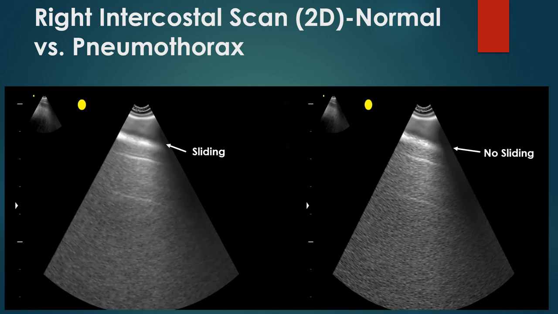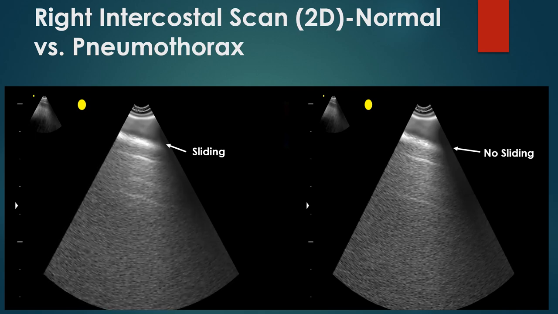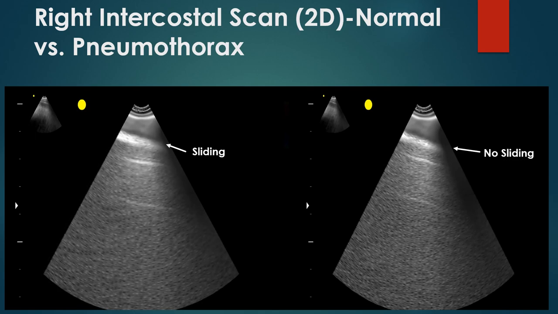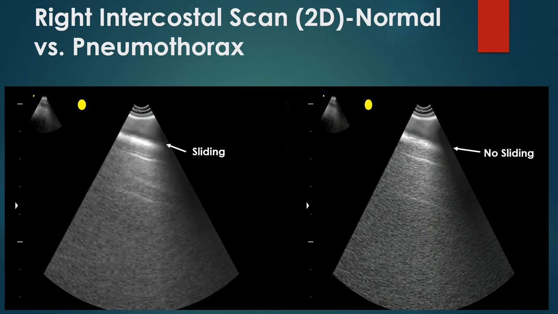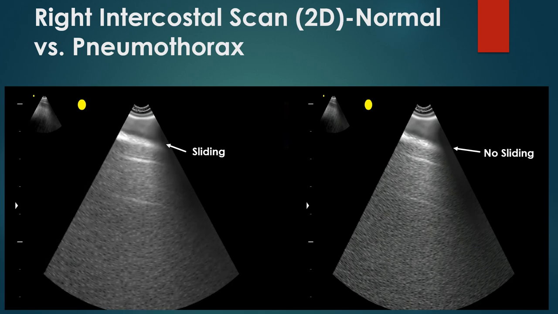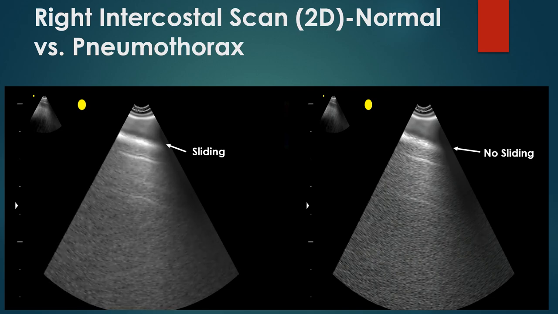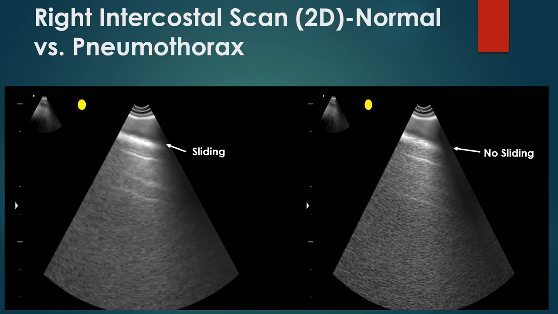This is a right intercostal scan, two-dimensional. I point that out. 2D or B mode or brightness mode is different than M mode, which is very useful in the pneumothorax, which we'll be looking at momentarily. And we'll be talking about the difference between the two of those in a moment.